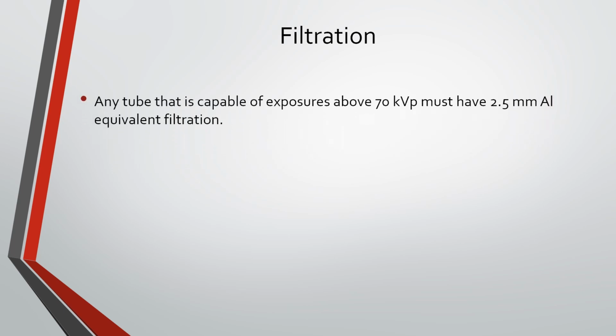Filtration. We talked about all the patient factors, now we're talking about factors of the equipment again. The filtration. Any tube that is capable of exposures above 70 kVp must have 2.5 millimeters aluminum equivalent filtration. So with this, we've added an extra layer of complexity to the manufacturing process of the equipment.